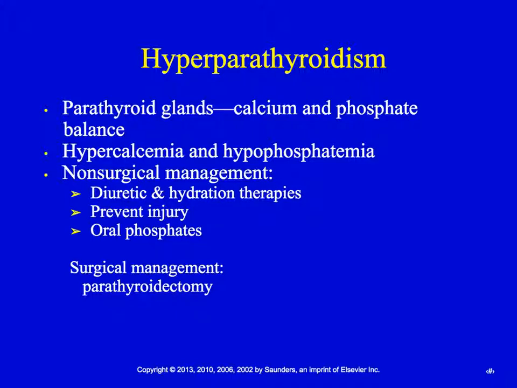Nursing care for a patient with a parathyroidectomy is exactly the same as for a thyroidectomy. You have to monitor that airway and monitor for bleeding because you're essentially doing surgery in the same place, and maintain the position of the neck. Make sure you do all that.